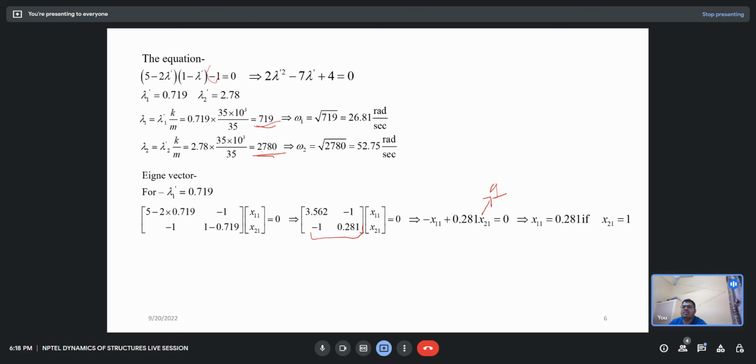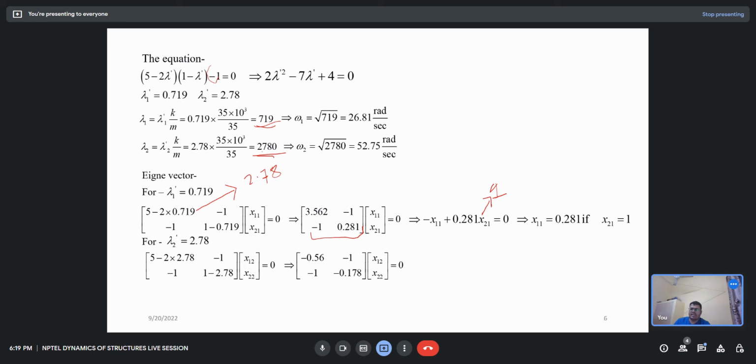Same thing for the eigenvectors: if I put 2.78 instead of 0.789, I will try to find out the eigenvectors. So if I put 2.78, simplifying this gives 0.56, 0.178, then take any one equation, let us say this one.